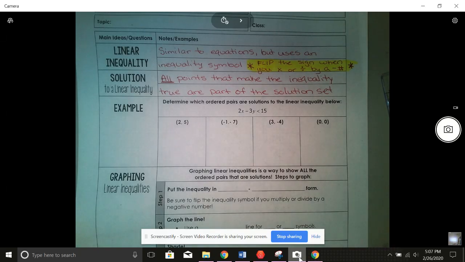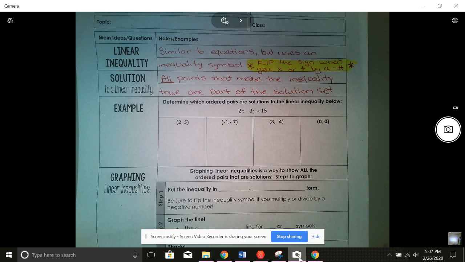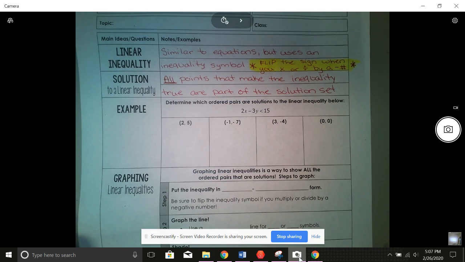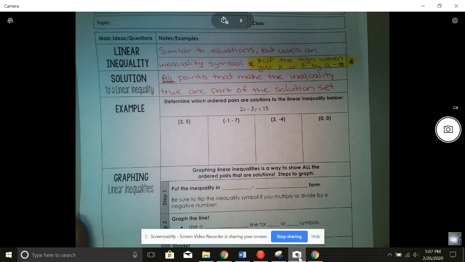Hi everyone! In this video, we are going to talk about how to graph linear inequalities on a Cartesian plane. So here's some things to remember. When you're working with inequalities, it's so similar to working with equations, but we're going to, of course, use an inequality symbol like less than or greater than, less than or equal to, or greater than or equal to.